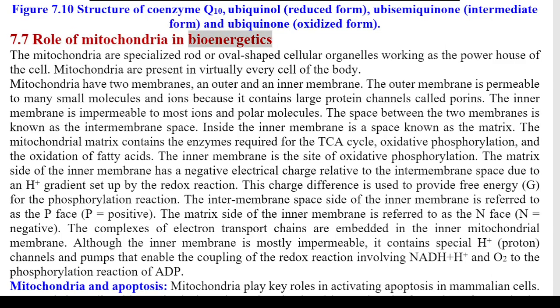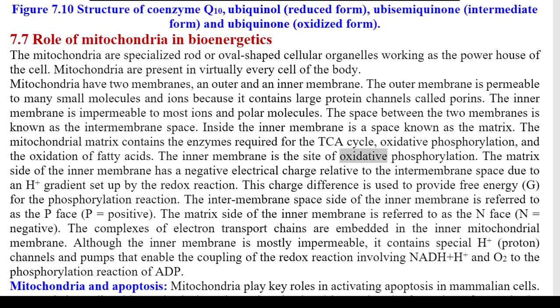7.7 Role of mitochondria in bioenergetics. The mitochondria are specialized rod or oval-shaped cellular organelles working as the powerhouse of the cell. Mitochondria are present in virtually every cell of the body. Mitochondria have two membranes, an outer and an inner membrane. The outer membrane is permeable to many small molecules and ions because it contains large protein channels called porins. The inner membrane is impermeable to most ions and polar molecules. The space between the two membranes is known as the intermembrane space. Inside the inner membrane is a space known as the matrix. The mitochondrial matrix contains the enzymes required for the TCA cycle, oxidative phosphorylation, and the oxidation of fatty acids.